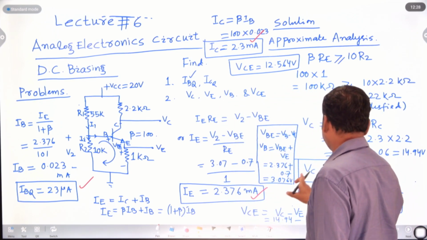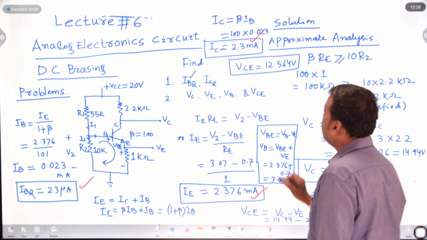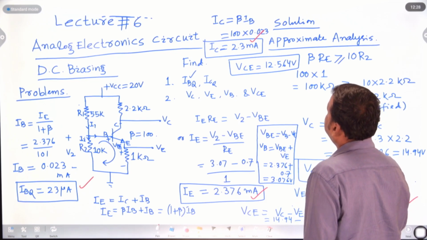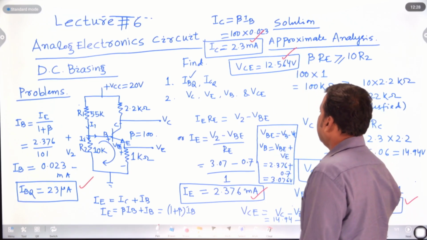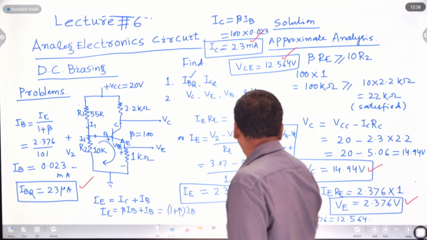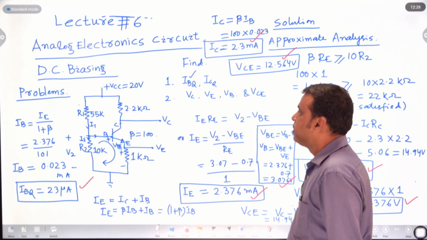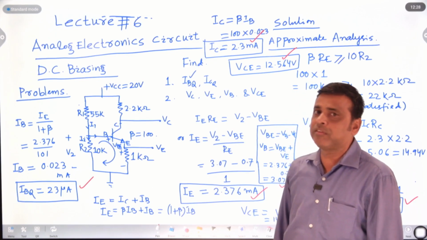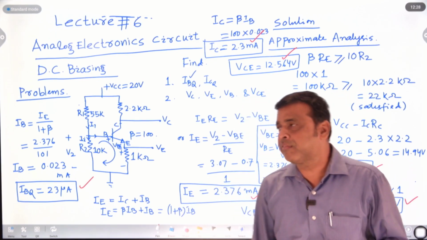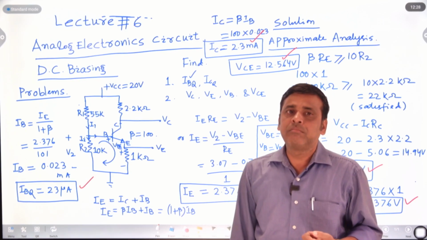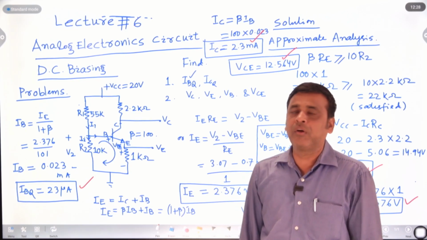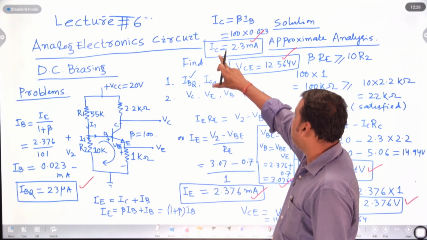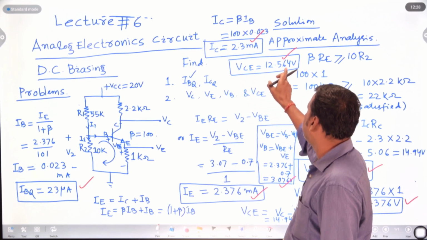Then calculate VC. VC equal to 14.94 volt. Then VE is 2.376 volt. Then VCE is 12.564 volt. Then we have calculated VB. VB value is nothing but 3.076 volt. So here the Q point, or the operating point: if the question mentions find the Q point, indirectly the question asks to find the collector current and collector emitter voltage, ICQ and VCEQ. ICQ is nothing but IC, 2.3 milliampere. VCE is 12.564 volt.